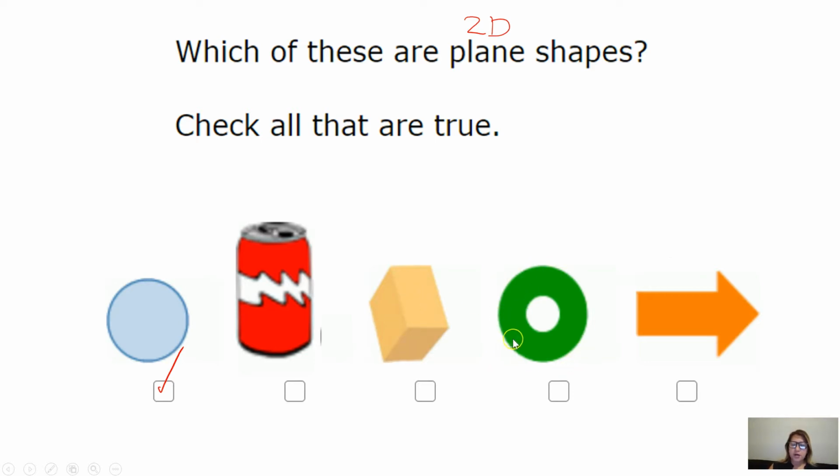This is a plane shape. It's something that we can draw. It's flat, so we could check that off as a plane shape, 2D shape. This one, boys and girls, is something that we could also draw. It's a flat shape, therefore it is a plane shape.